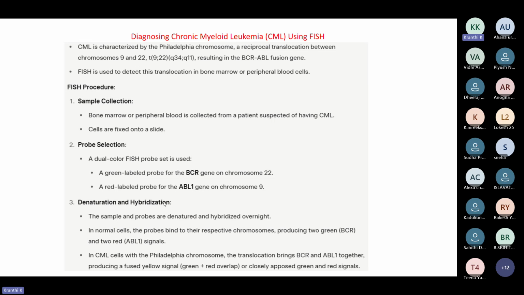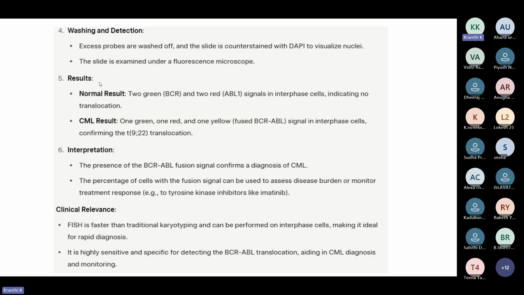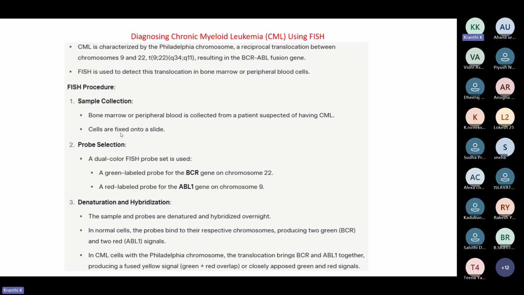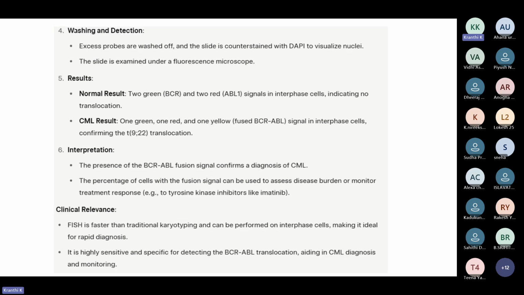Then you take one more probe that is complementary to ABL1 on chromosome 9, and this is labeled with red color. So we are adding two probes, one with green color and the other with red color. Then you take the sample, denature it, and add the probes. You allow some time to complement, so the green probe will complement the BCR, and the red probe complements the ABL. Then you wash it, so the excess unbound probes are washed off.